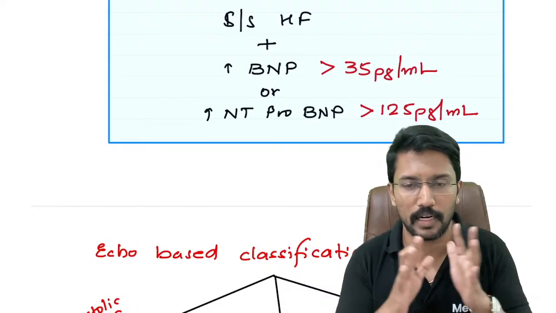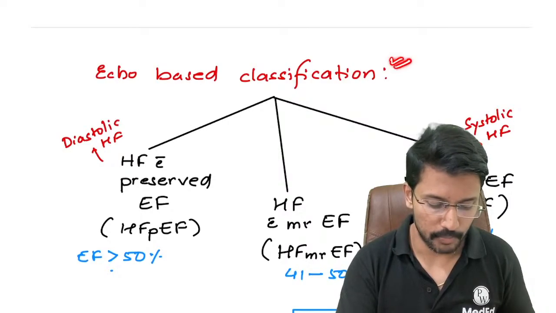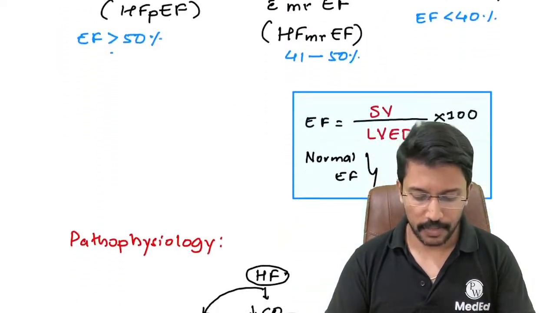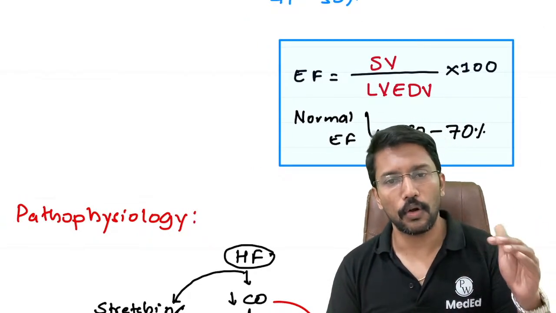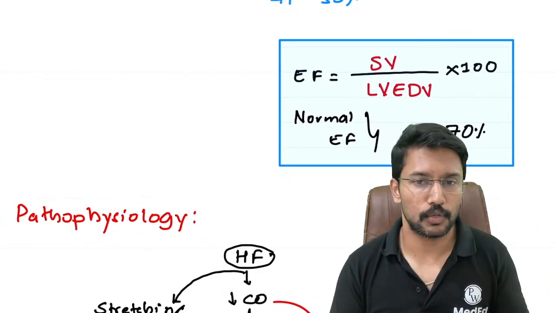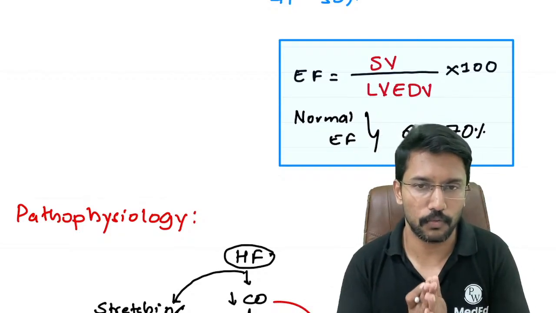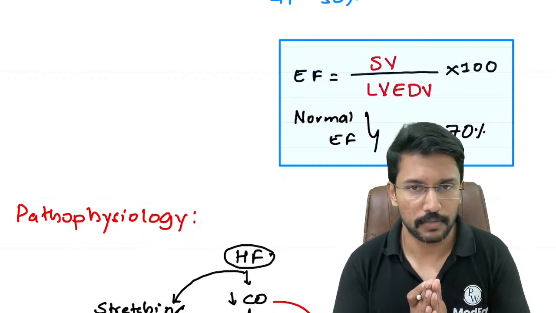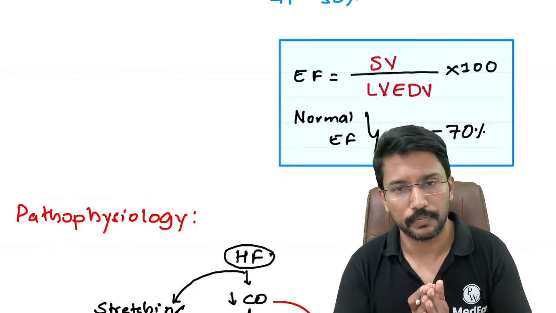I'm not talking about right heart failure or left heart failure. The currently followed classification primarily focuses on ejection fraction. Okay, so what is ejection fraction? Ejection fraction is the ratio of stroke volume to left ventricular end diastolic volume if it is left ventricular ejection fraction, or right ventricular stroke volume to right ventricular end diastolic volume if it is right ventricular ejection fraction. So EF is stroke volume divided by end diastolic volume.